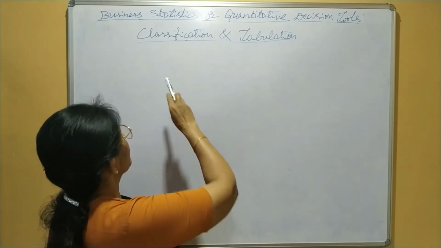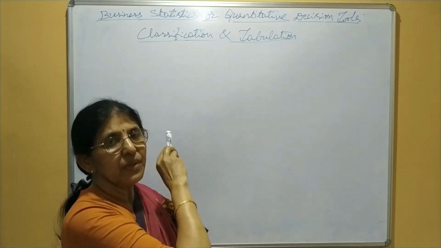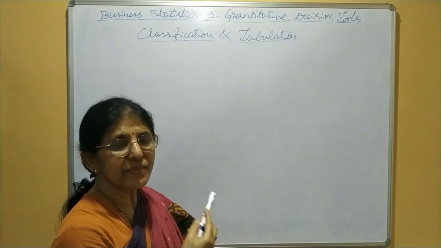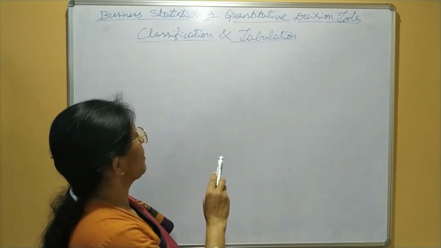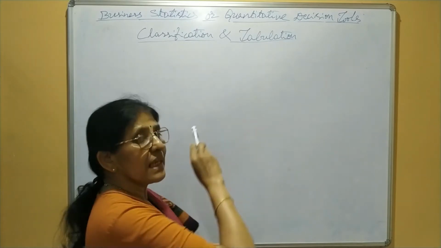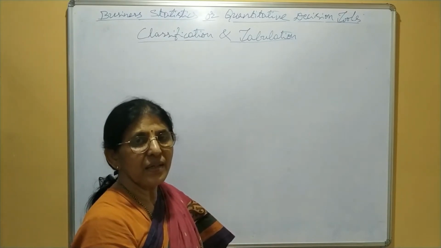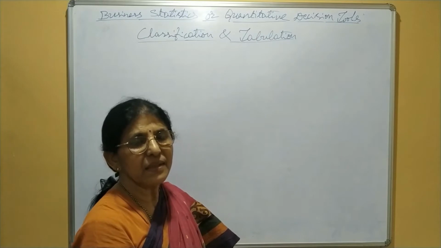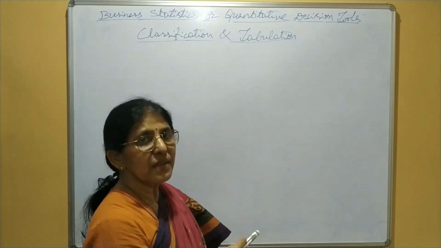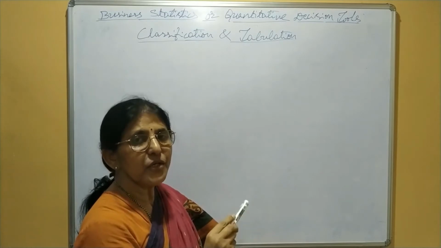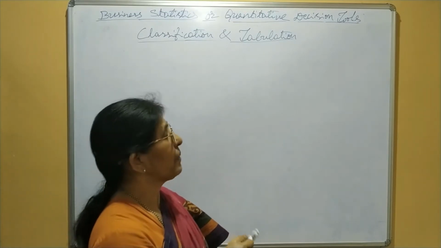The process of arranging the data into different groups on the basis of some common characteristics is called classification. Okay. Now, these classified data are put in a systematic way. The process of arranging the grouped data into rows and columns is called tabulation.